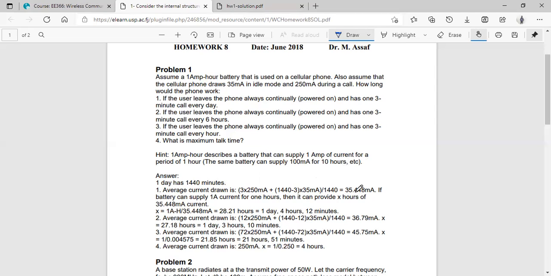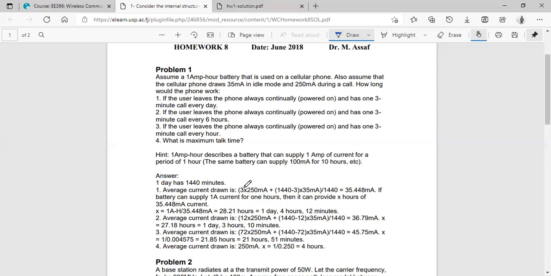Using this representation, we get the average current required as 35.448 milliamps. So the average current required when a user takes a 3-minute call in that whole day, while the phone is left idle for the remaining minutes, is 35.448 milliamps. If the battery can supply 1 amp current for 1 hour, then it can provide X hours of 35.448 milliamp current. So we need to find X, the number of hours of operation.